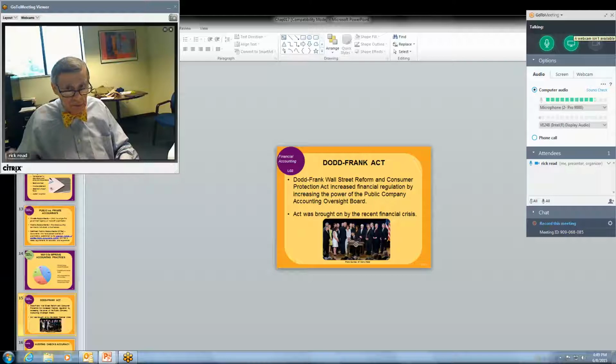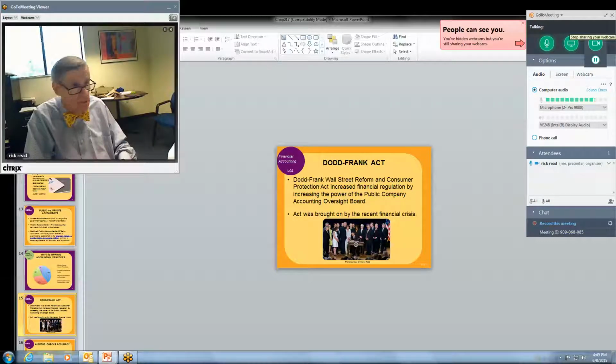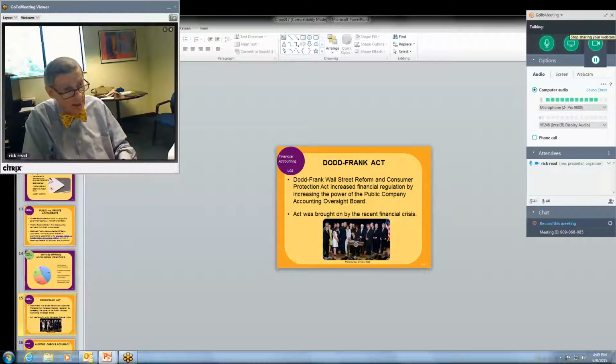This is an act of Congress, the Dodd-Frank Act, named after former Senator Christopher Dodd of Connecticut and former Congressman Barney Frank of the House of Representatives. This act was passed in response to the financial meltdown that we went through starting in late 2007, mushroomed in 2008, that caused the economic meltdown that all of us felt at various degrees, and some of us are still feeling that.